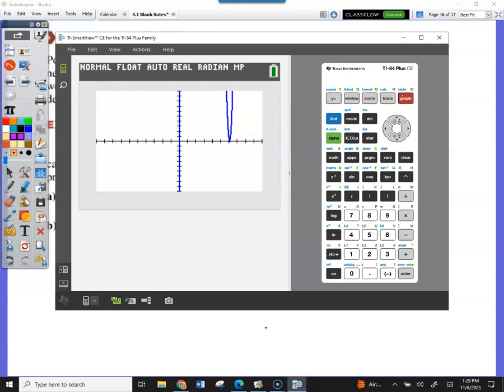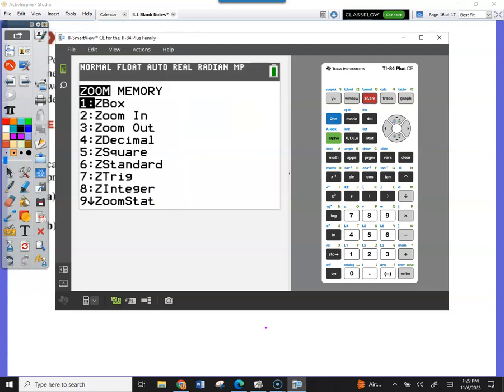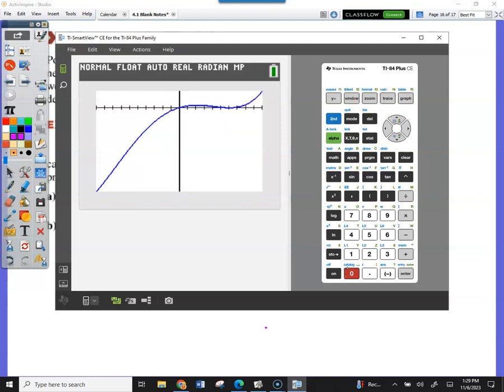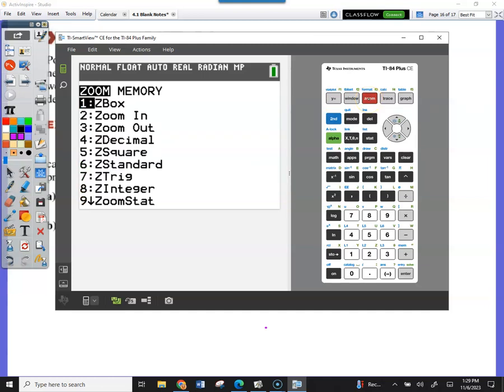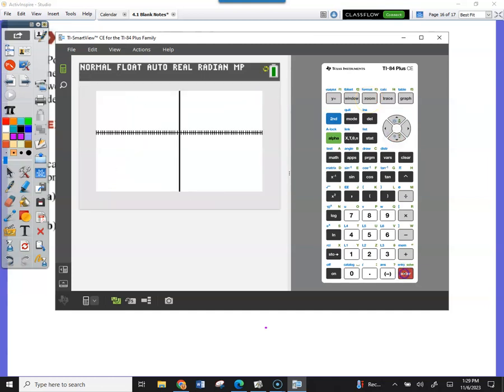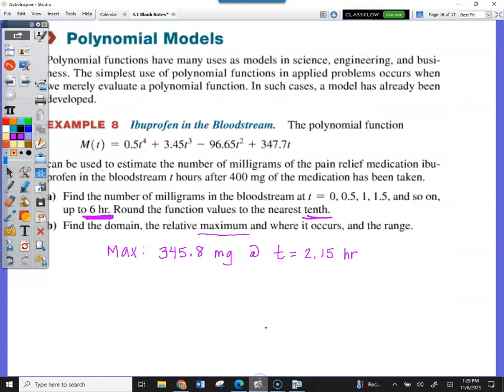I can't see anything there, so I'm going to change the window. I'm going to try zoom fit. I can see a little bit more there, right? Was it to the 4th? Yes. Okay, I'm going to zoom out. I still can't see. There it is.